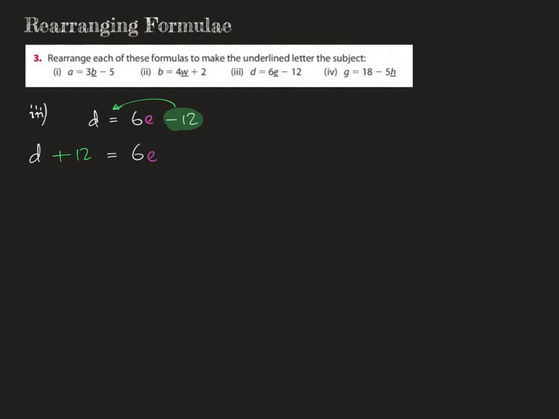The next step, I need to get E by itself. So in order to get E by itself, I need to look at it and see what am I doing to E in the last step. In the last step, I'm timesing E by 6. So if I want E by itself, I have to divide this by 6. If I divide this by 6, I get E. But I have to make sure I do the same to the other side. So I have to say D plus 12 all divided by 6. So my final answer for this one will be E is equal to D plus 12 all divided by 6.